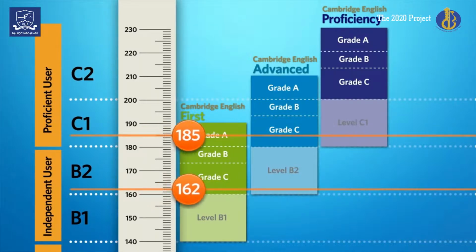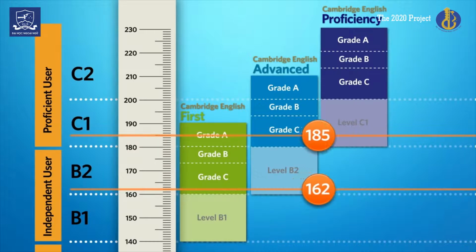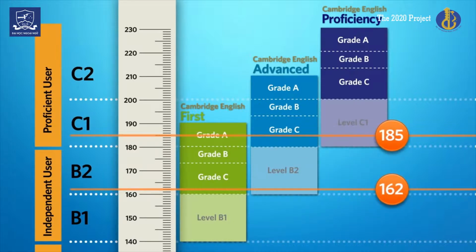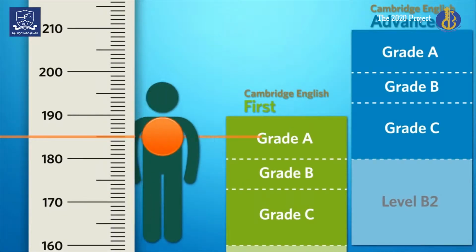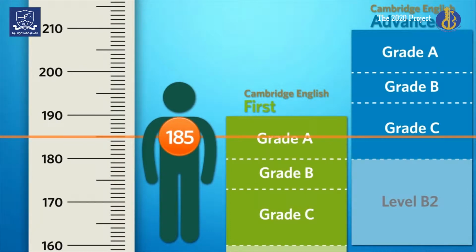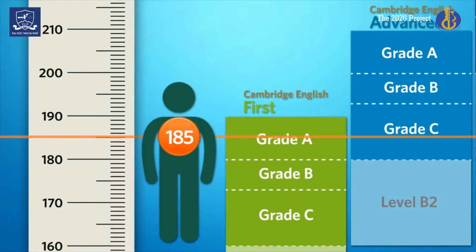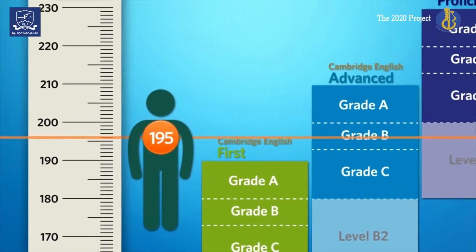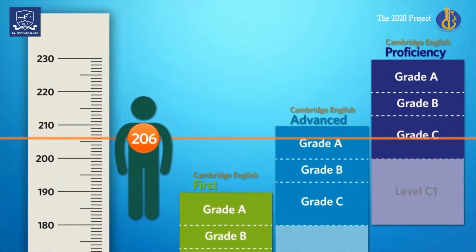No matter which exam is taken, the same level of ability is represented by the same score. So, a candidate who scores 185, taking Cambridge English First, would be expected to achieve 185 in Cambridge English Advanced. This will make results easier to understand. It will also be clear to see how a learner progresses through our exams.